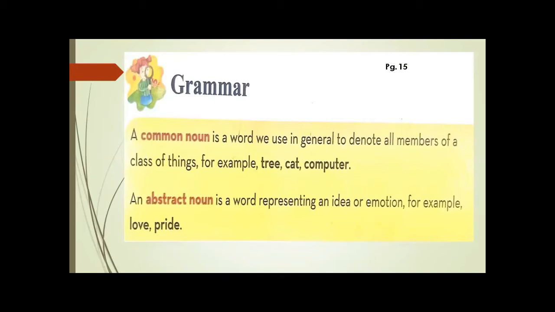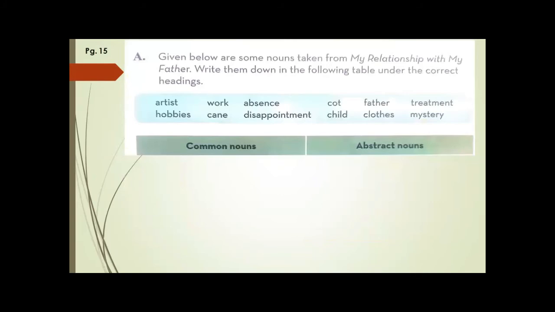Now we'll move towards our exercise in our course book, page number 15, which you will do in your course book only. The question says: given below are some nouns taken from My Relationship with My Father. Write them down in the following table under the correct headings. The words are artist, work, absence, spot, father, treatment, hobbies, cane, disappointment, child, clothes, mystery. So artist is a profession. Work, you do your work, can you touch your work?